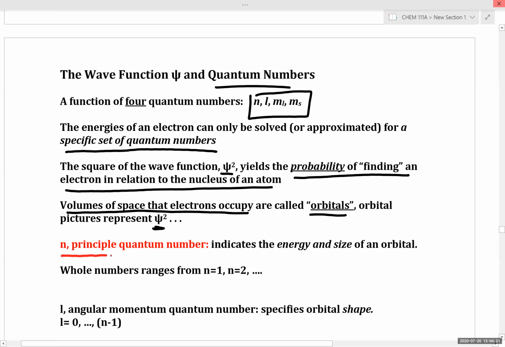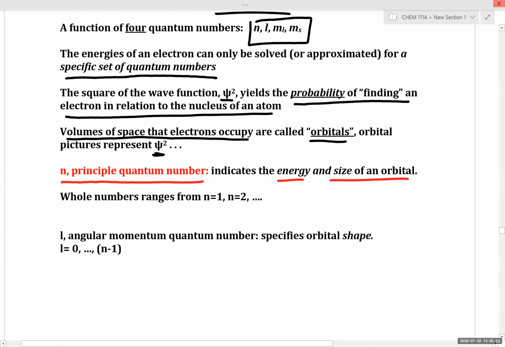n is one of the main quantum numbers that affects electron energy and orbital energy. The principal quantum number n in particular controls the energy and size of an orbital. That makes sense. We've seen n before, and n essentially dictates the relative distance of an electron from the nucleus, in other words, the size of an orbital. Now, n must be a whole number. It ranges from 1, 2, all the way to very large whole numbers.